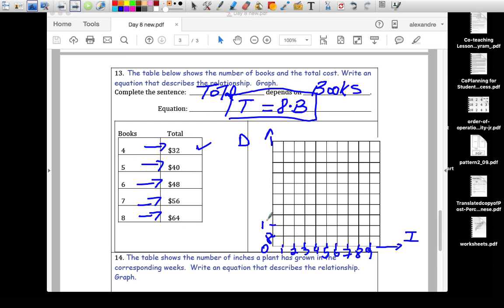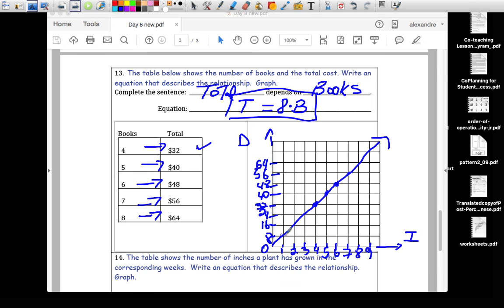8, 16, 24, 32, 40, 48, 56, 64. Graph this. It says here that 4 books will cost me 32, so there's my dot. 5 is here, 6 is here, 7 is here, and I could extend the line. Okay, and make sure you put an arrow there as well.